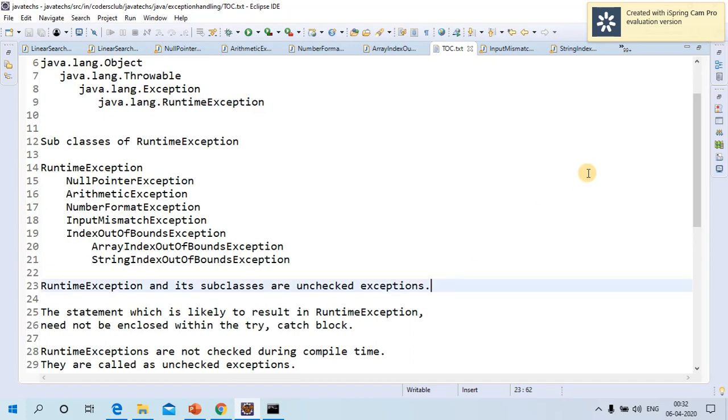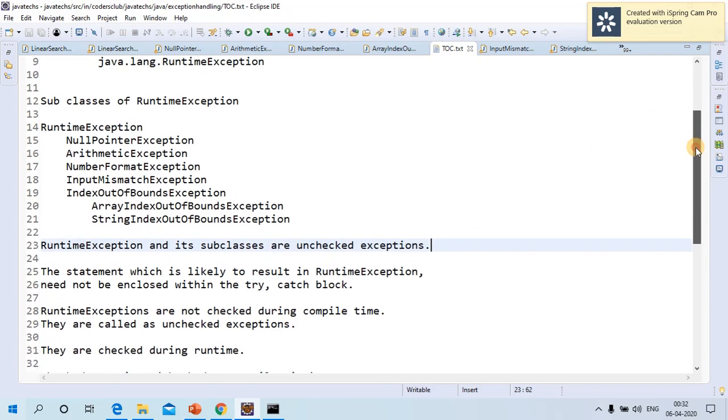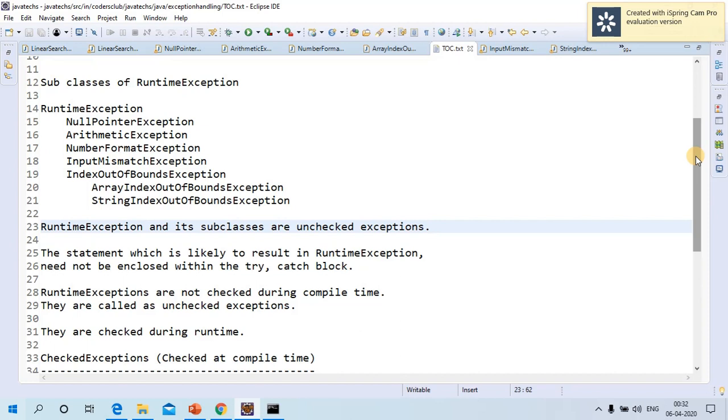So let us see what is meant by unchecked exception. Exceptions are classified into two types, that is checked exceptions and unchecked exceptions. RuntimeException belongs to the class of unchecked exceptions. The statement which is likely to result in a runtime exception need not be enclosed within the try-catch block. So this is what is meant by unchecked exception. When we go through the examples, this concept will be clear.